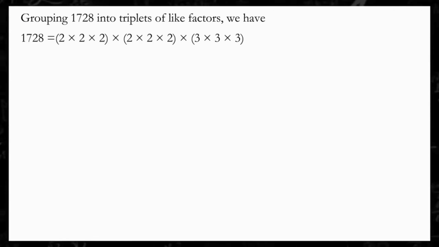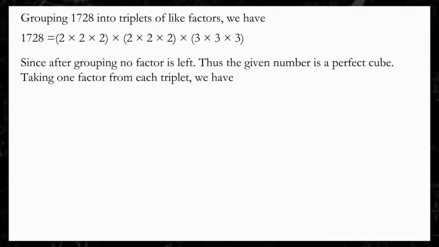1728 is equal to 2 into 2 into 2 into 2 into 2 into 2 into 3 into 3 into 3. Since after grouping no factor is left, thus the given number is a perfect cube. Taking one factor from each triplet, we have 2 into 2 into 3, which is equal to 12. Thus, 1728 is a cube of 12.